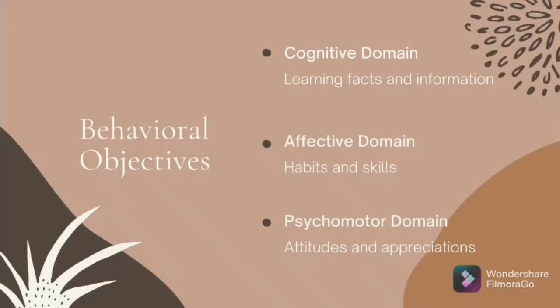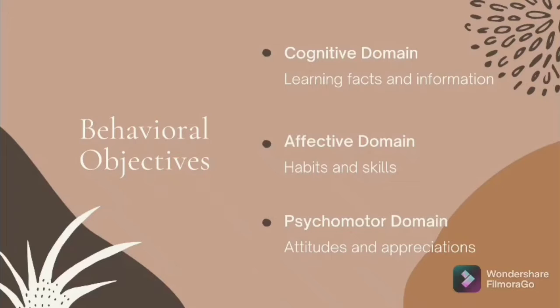They may be in the cognitive, affective, or psychomotor domain. When we say cognitive domain, it is learning facts and information. Objectives classified as cognitive emphasize intellectual learning and problem-solving tasks. When we say affective domain, it is habits and skills. It contains behaviors and objectives that have some emotional overtones. It encompasses likes and dislikes, attitudes, values, and beliefs.